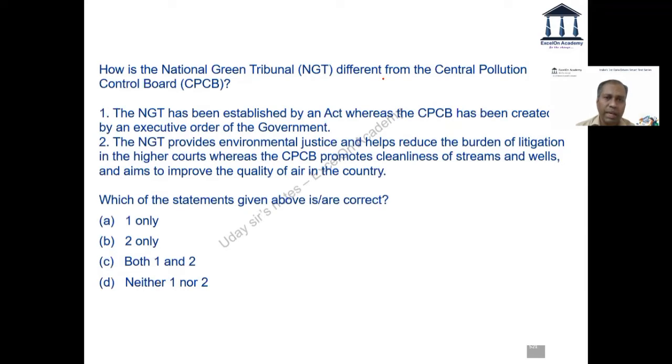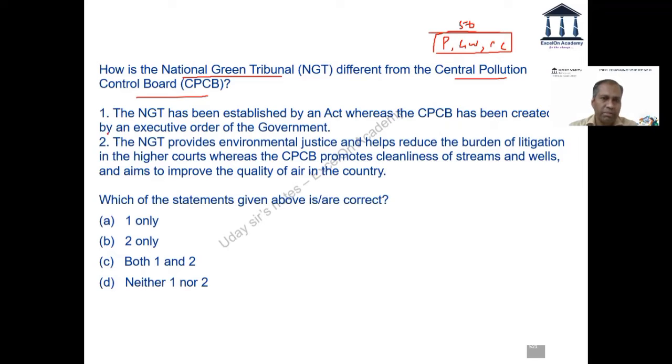How is the National Green Tribunal different from the Central Pollution Control Board? So now, under which category does it come in terms of basic, biodiversity? So this is under pollution, global warming, climate change, direct question, yeah, which is our 50%. And we spent a lot of time in that. National Green Tribunal different from Central Pollution Control Board.